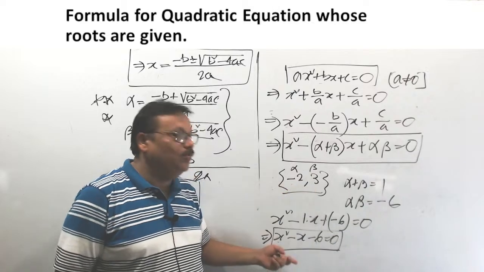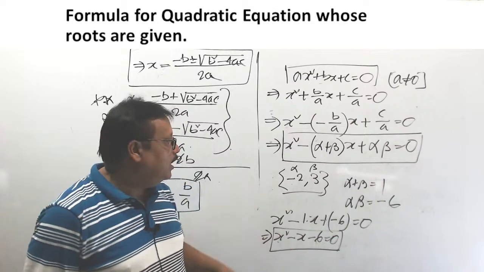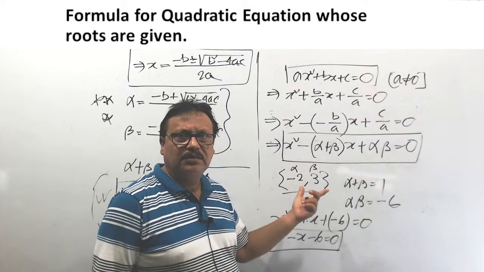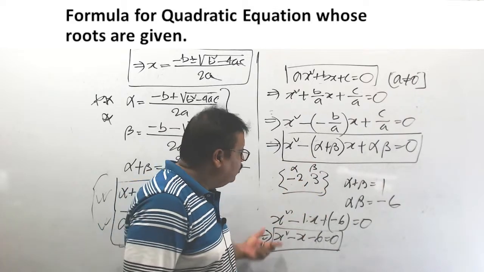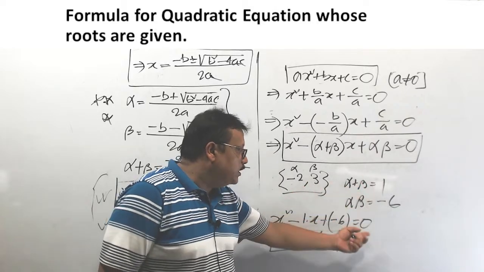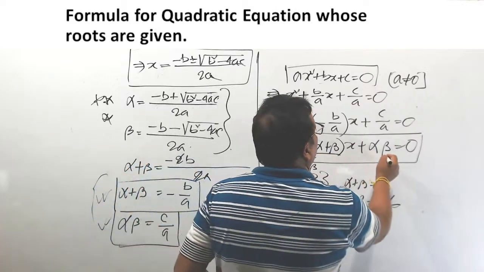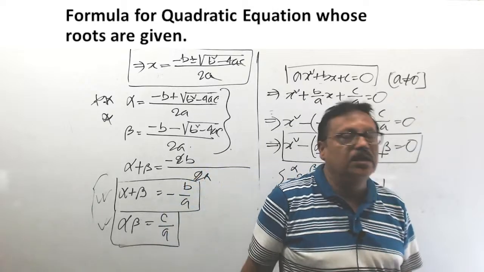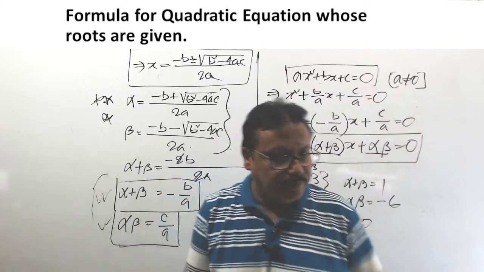Understood? This is the way. Okay? I think clear? Okay. Roots may be real, may be rational, may be irrational, whatever it be. May be equal, may not be equal. So whatever it be, you will find the sum of the roots and product of the roots, and just use the formula. Put the values of sum of the roots and product of the roots in this formula. You will get the quadratic equation. Up to this clear? Okay.